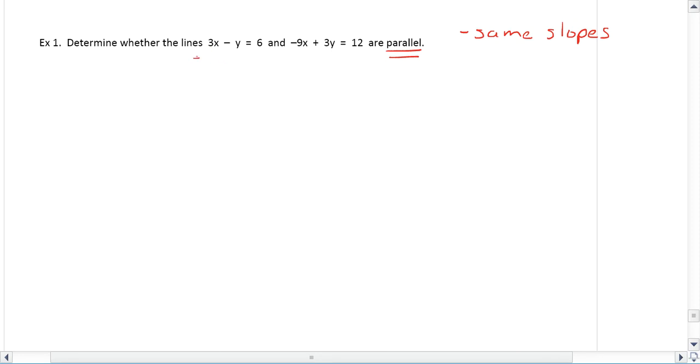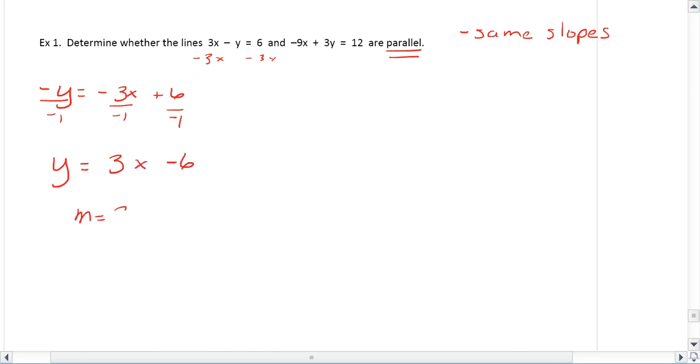So let's start with this first one. Let's subtract 3x on both sides. Then I'd have -y equals -3x plus 6. And then some people think of it as dividing everything by -1, and some students think of it as multiplying everything by -1. But either way, the sign changes for all three terms. So we have y equals 3x minus 6. So clearly this slope is 3.